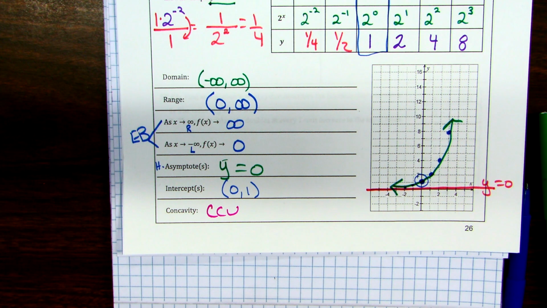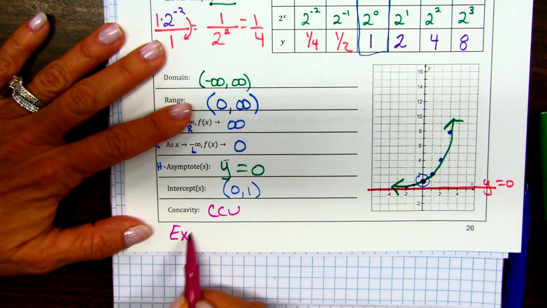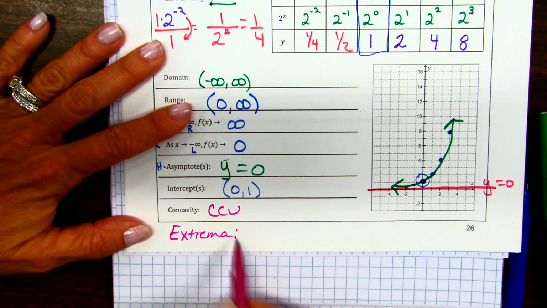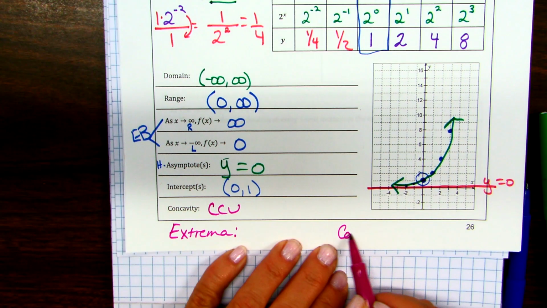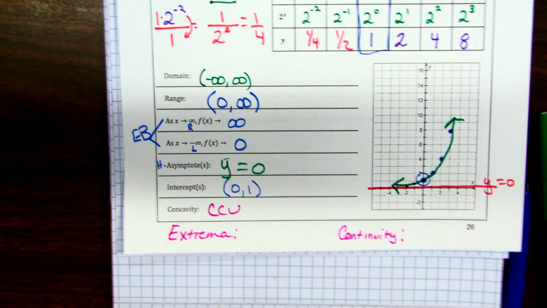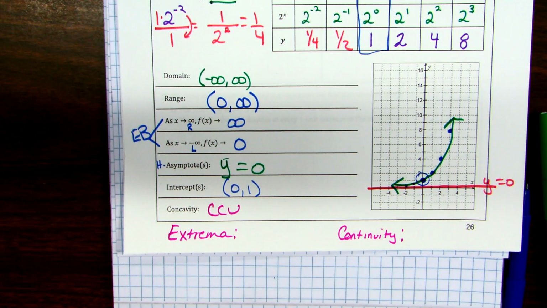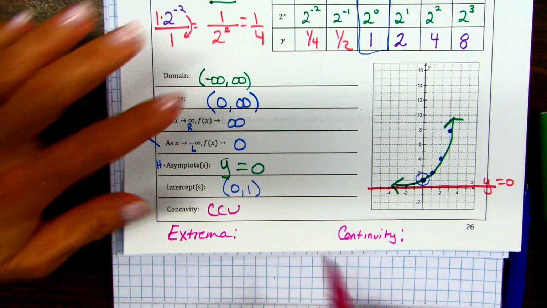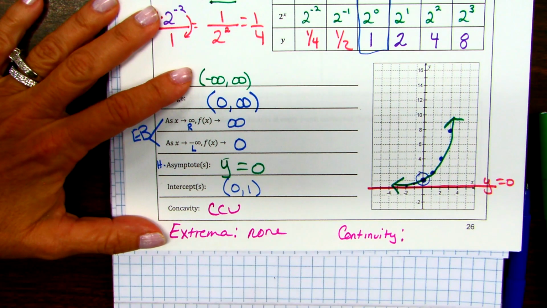And let's add 2 more things that they're going to ask you. Do we have any extrema and continuity? Okay. No extrema. What are extrema, Zach, since you're ahead of the game? Min and max. Do we have a turning point? No. There's no highest or lowest point, okay? There's no sharp turn anywhere. So you'll never have any extrema.